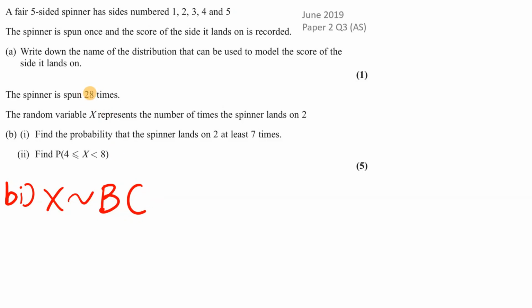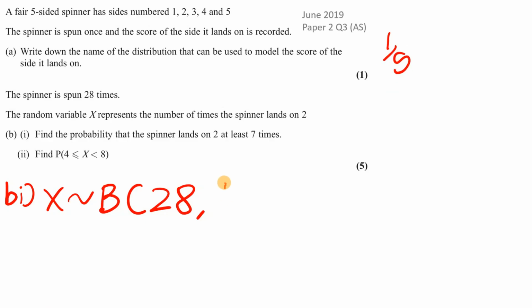So n is the number of trials. The spinner is spun 28 times, so n is 28. Now the probability, so it's a fair five-sided spinner, okay? So 1, 2, 3, 4, and 5 all have the same probability of being landed on, and this probability is going to be 1 over 5, okay?